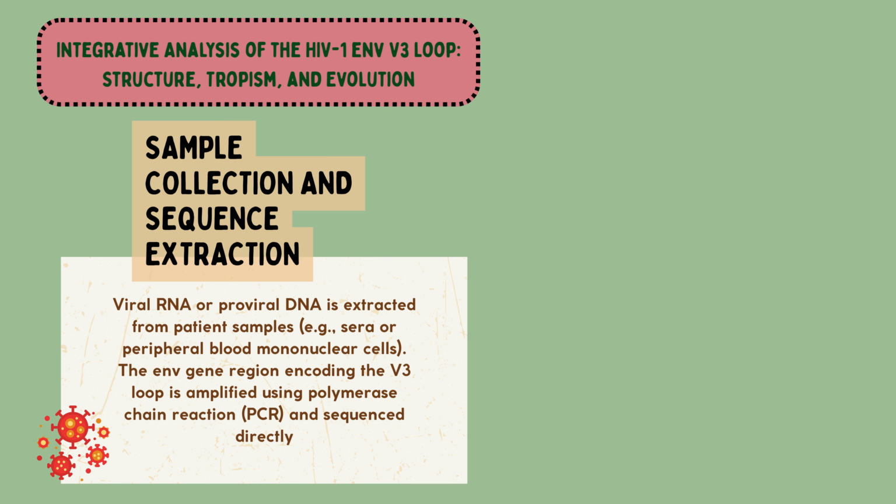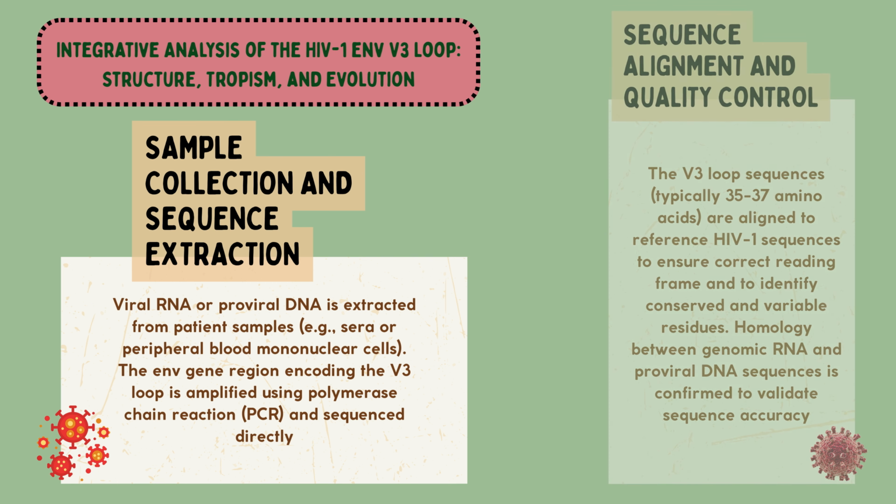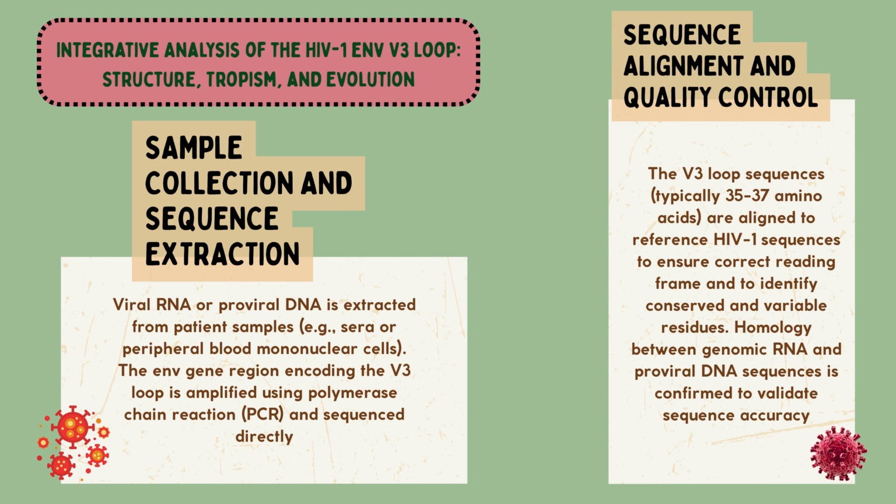So, for explanation, we collect patient blood samples. From this, we extract the virus genetic material. Using PCR, we copy a specific region called the V3 loop and then sequence it to read the genetic code. Second, sequence alignment and quality control.